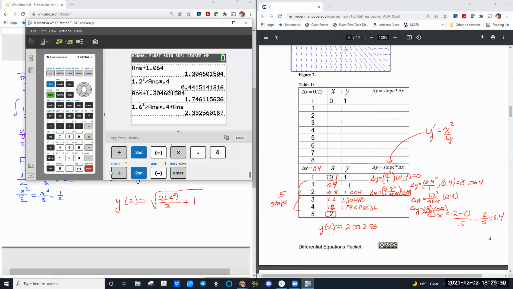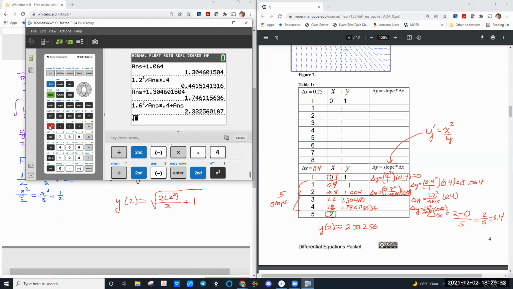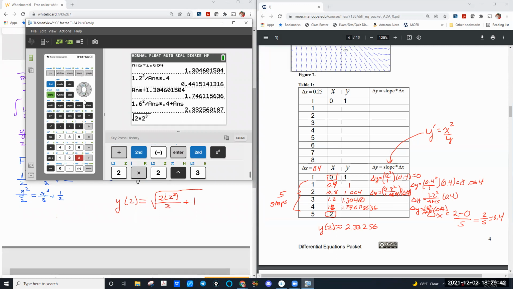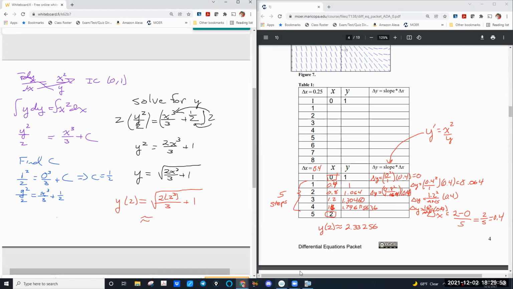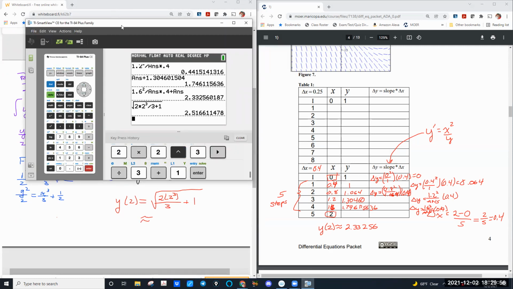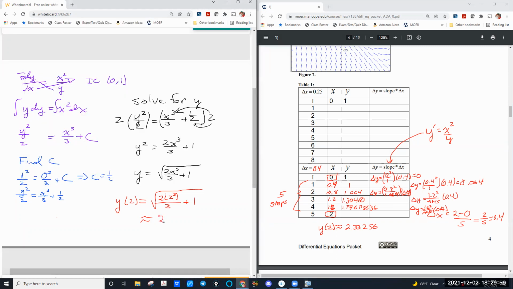Okay. So let's put this into the calculator. We'll just put it all at once. Square root of 2 times 2 cubed divided by 3 plus 1. And there's our actual. So it came out to be about 2.516611478. So, like we predicted based off the slope field, we did have an underestimate of the actual.